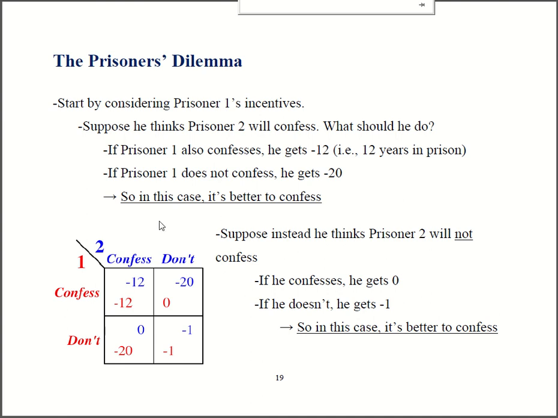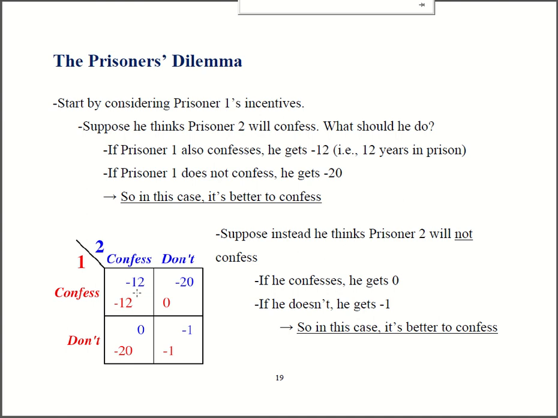So if prisoner 2 is confessing, they're going to be in this column over here in the table. So if I confess as well, they're going to be over here in this cell. We're both confessing. That means I get a payoff of negative 12. I get 12 years in prison. Well, that's not very nice. I don't like that at all.